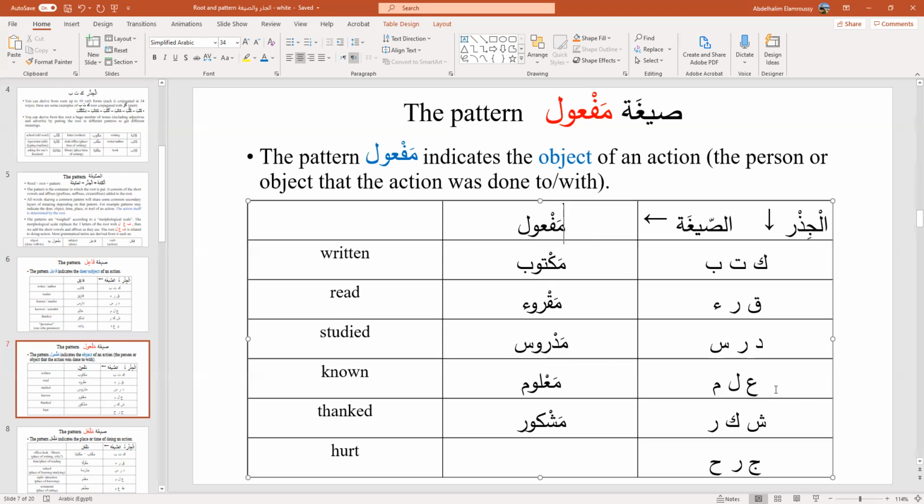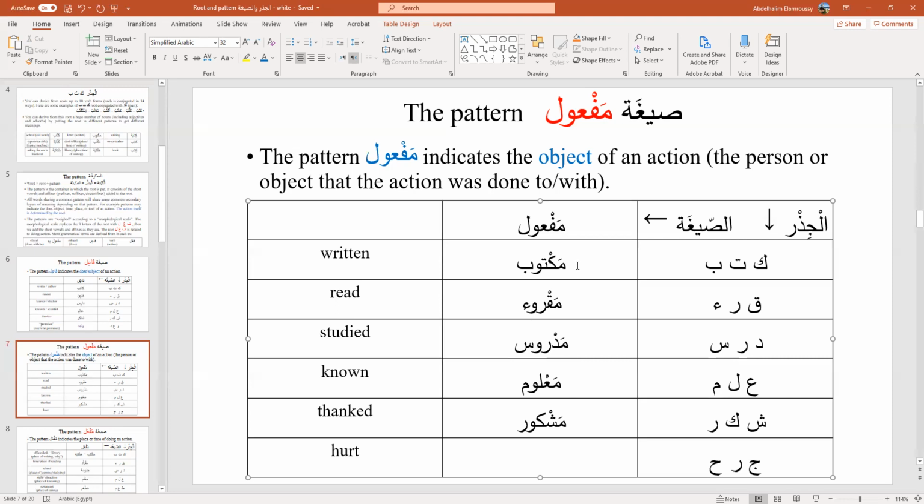Number 4, ayn lam mim. This root again has to do with knowledge. So let's put it in the pattern maf'ul. We'll replace the fa with the first letter of the root, which is the ayn. We'll replace the ayn with the second letter of the root, which is the lam. We'll replace the lam with the third letter of the root, which is the mim. And then everything else is added as it is. So it will be ma'lum, and ma'lum refers to something that is known.